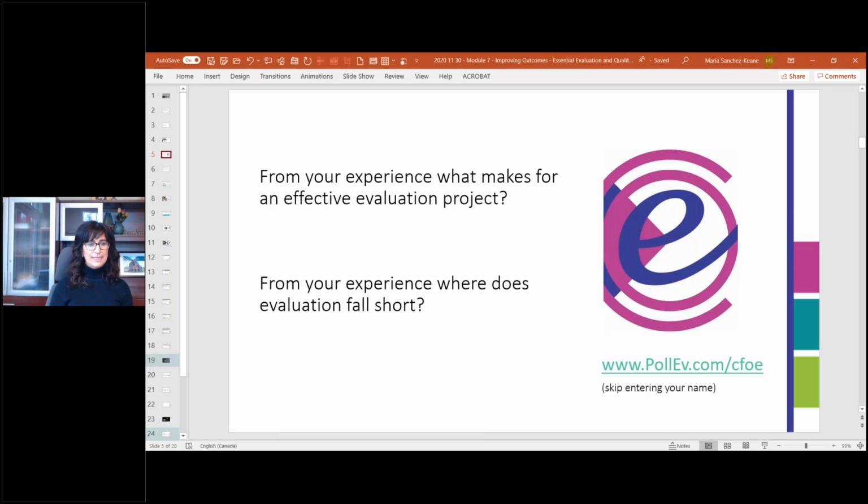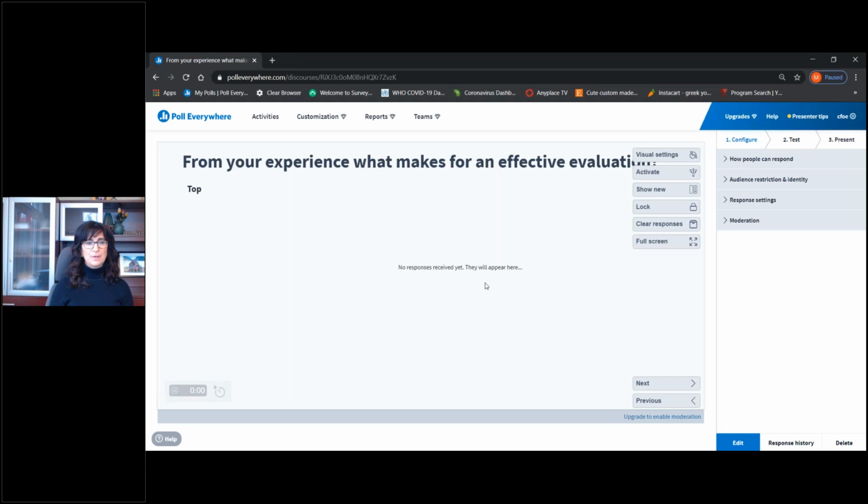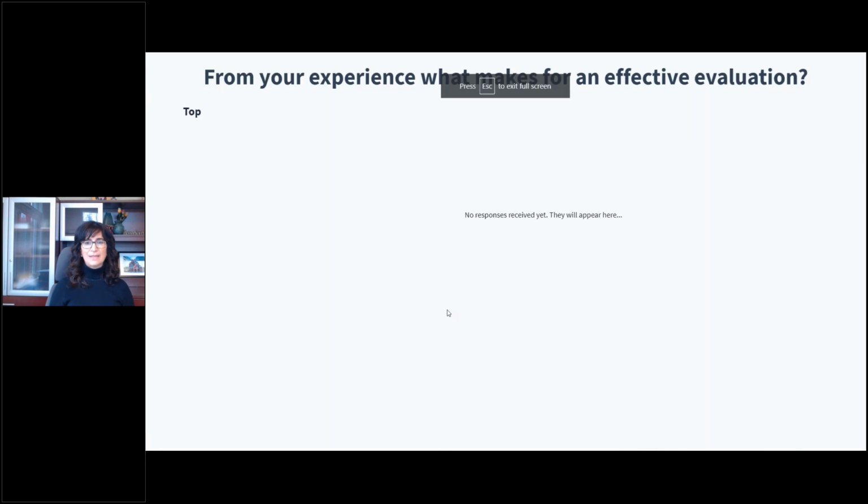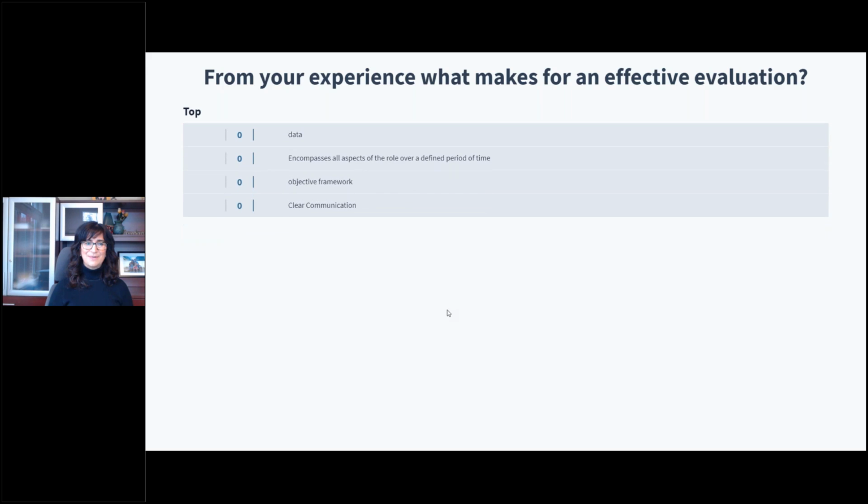And the question is, from your experience, what makes for an effective evaluation? So this is one of those polls where you can like other comments that people have made and of course add your own. So we'll give it a moment to see what people are commenting. So again, you have to go to your handouts, look at the link that says link to polls, and you should be able to answer just as you are.